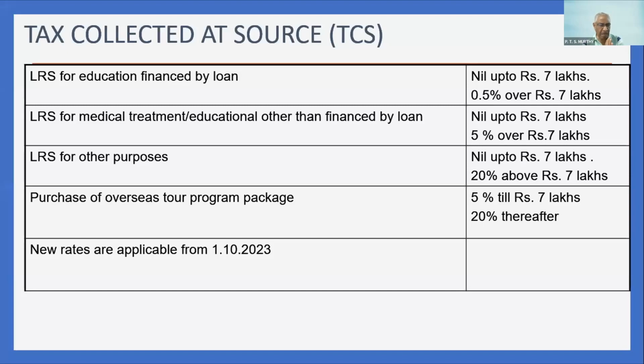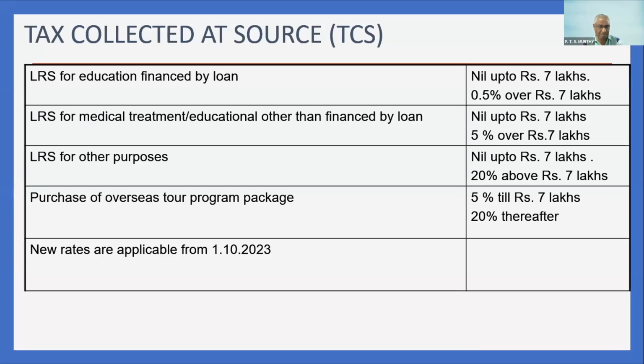LRS for education, financed by a loan: up to 7 lakhs, no tax is collected at source. It is not TDS. It is TCS. TDS is only on the interest income paid by the bank. TCS is where tax is collected at source. Over 7 lakhs, 0.5%. Medical treatment and education other than bank loan: nil up to 7 lakhs, 5% over 7 lakhs.